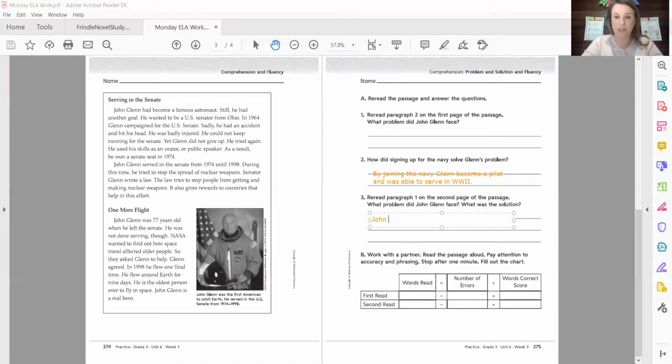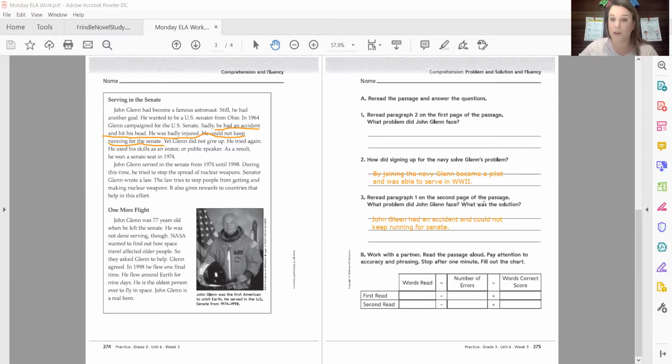John Glenn had an accident and could not keep running for Senate. I use my exact words in the text as it said here. He had an accident and hit his head. He was badly injured. He could not keep running for Senate. So I said, John Glenn had an accident. He could not keep running for Senate.